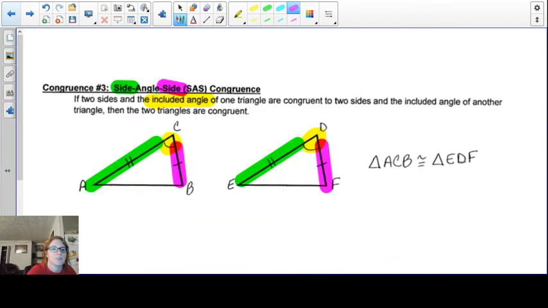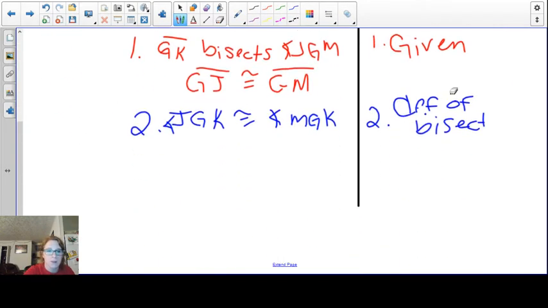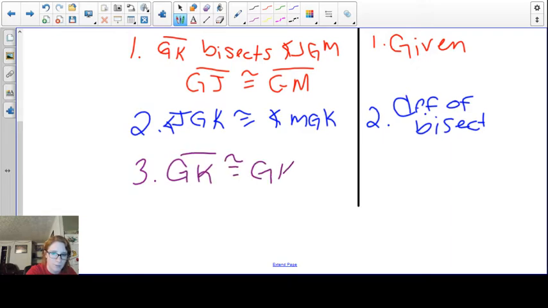Go back to your colors for a second. Doesn't that make sense? That it would have to be JK? Because I don't know anything about JK. At least me. It would have to be GK. I don't know anything about JK or MK. So what I'm going to say next is, step 3, GK is congruent to GK. Why? That's my reflexive property.